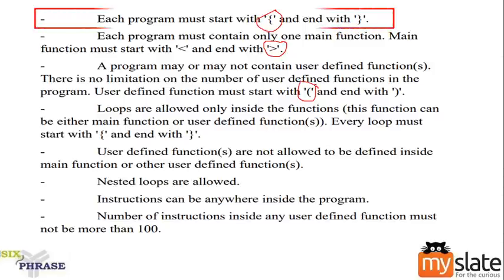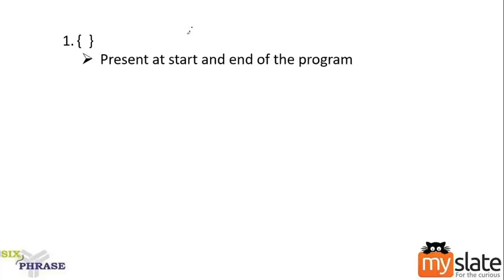In the first line they are telling me about a curly bracket, and they say each program must start with one and end with a curly bracket. We'll note it down. The first point is about curly brackets, and they say the program should start and end with the curly brackets. So this should be present at start and end. Now look at the second line.